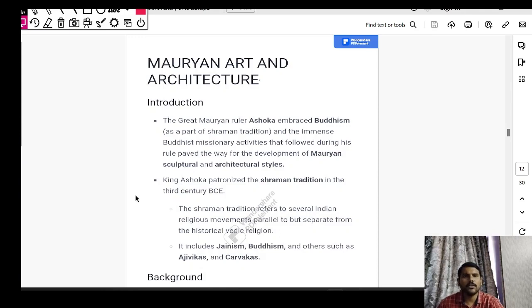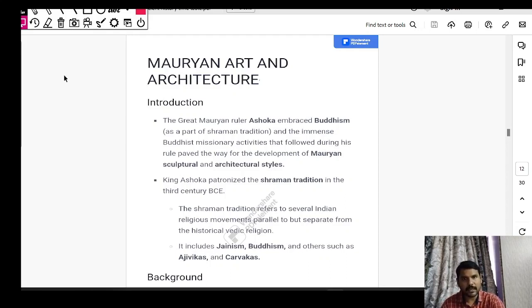Fine. So, the Shaman tradition refers to Indian religious movements parallel but not separate from the Vedic religion, like Buddhism and Jainism. Actually, at that time, if you look at the Buddhism, Jainism chapter in the introduction, we will see that there were more than 50 or 60 new religions. Out of that, only Buddhism and Jainism became more prominent, and there are various reasons for that. Even Ajivakas is one such sect, the Charvakas, etc. So this is one of the reasons.